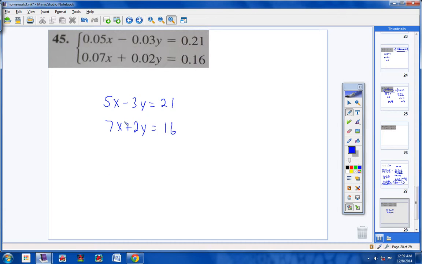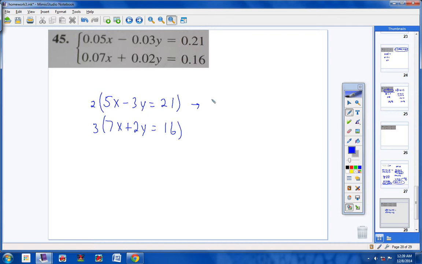Now we're supposed to use linear combination, so we have to either eliminate our x's or our y's, okay? I'm going to go with the y's. Why? Because one is positive and one's negative. So I have a 3 and a 2. I'd like them both to become 6's. So I'm going to multiply the top equation by 2 and the bottom equation by 3.